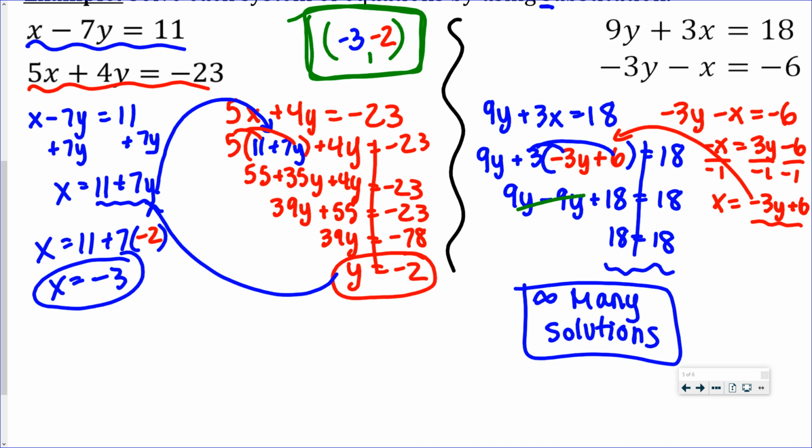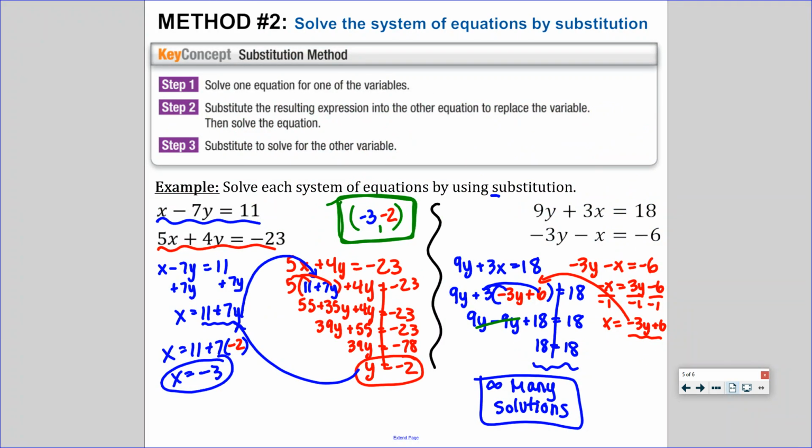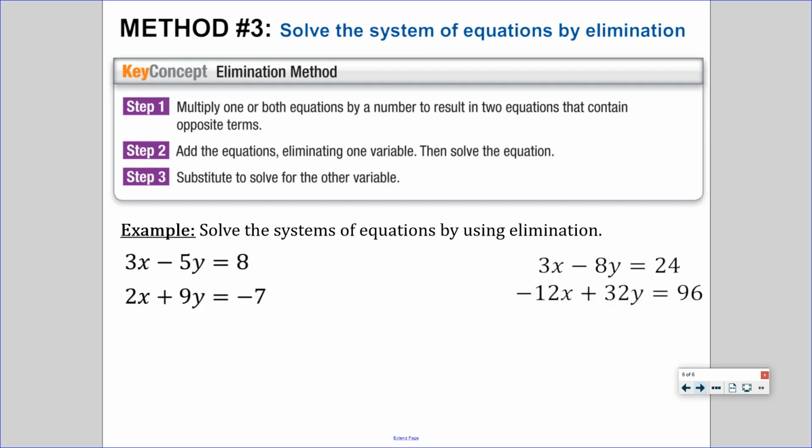Okay. There's substitution. Method 2. So method 1 is graphing. Method 2, substitution. Method 3 is elimination. Substitution and elimination, those are like in our algebraic category. So if it ever says solve by an algebraic method of your choice, that means you get to pick substitution or elimination. But technically graphing isn't algebraic.